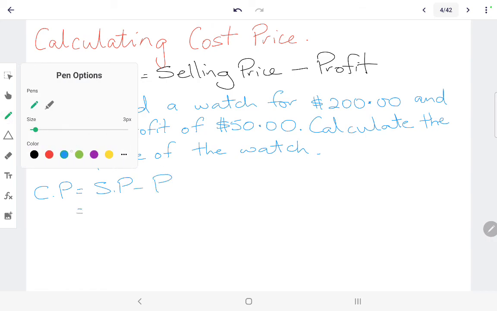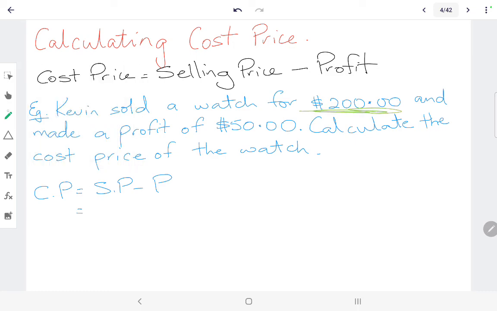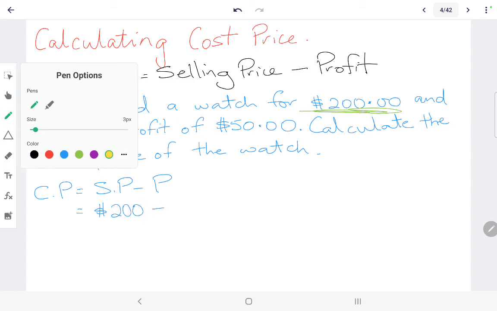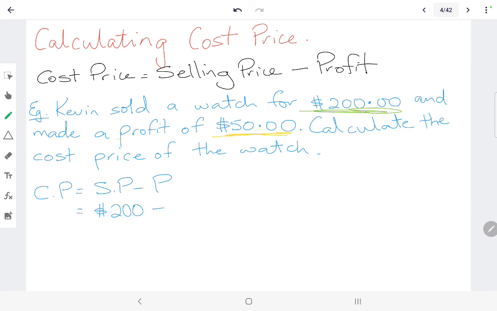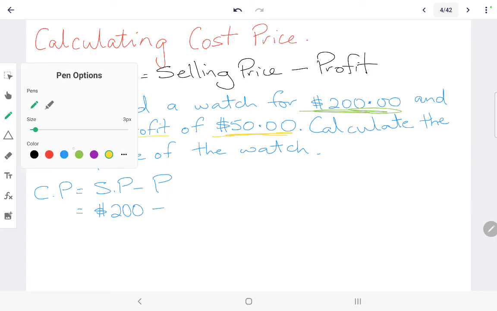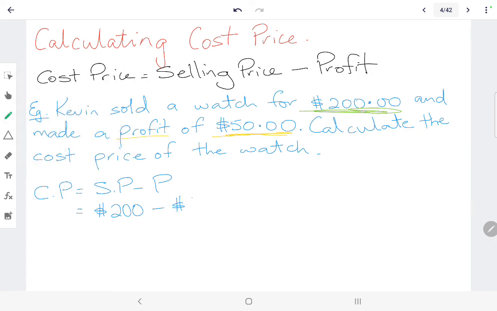We know from the question that the selling price was $200 and the profit was $50. Alright, so therefore 200 take away 50, and that will give us $150, which was the original price of the watch.